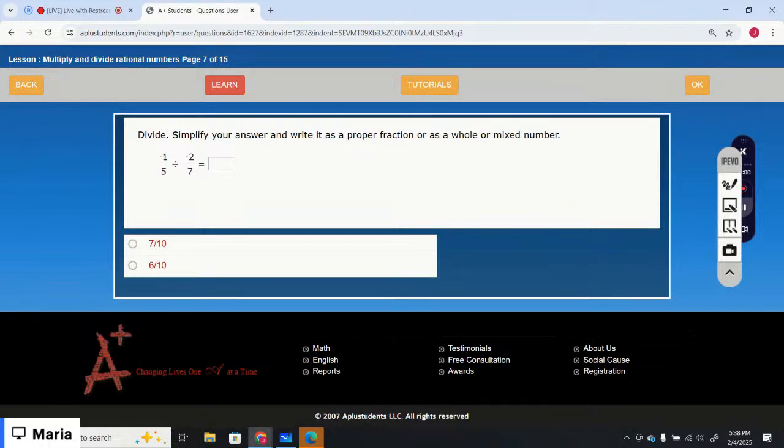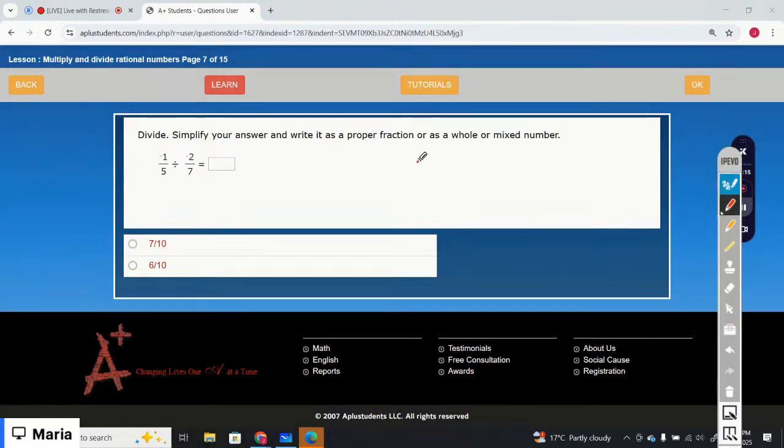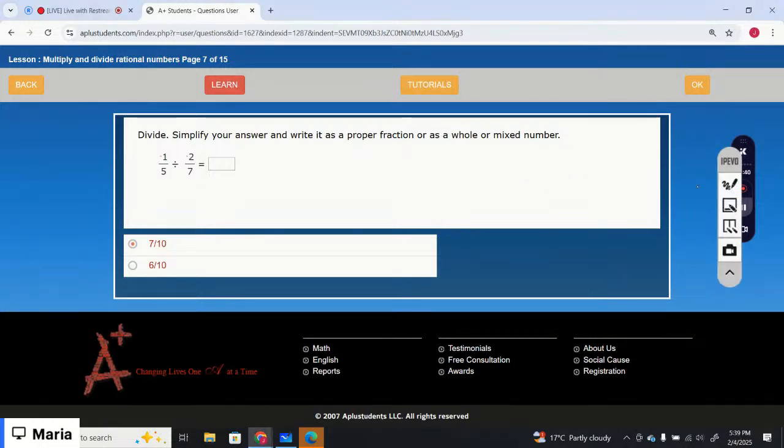Negative 1 by 5 divided by negative 2 by 7. Let's replace the division sign with multiplication and take the reciprocal of the term after. So 7 times 1 is 7 and 5 times 2 is 10. Both the numbers are negative, so the product must be positive. That is 7 over 10. The correct option is 7 over 10.